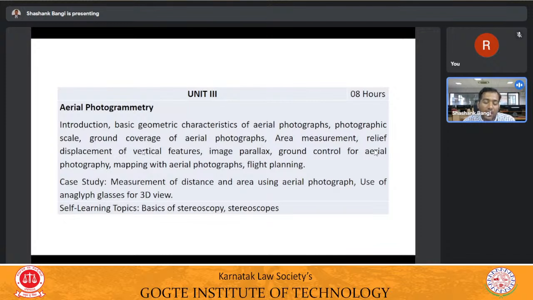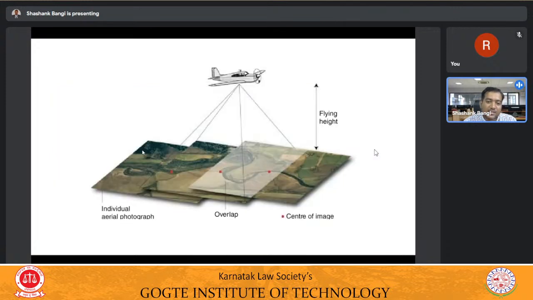For example, if you want to capture one entire city, how many flights are required, how many flight lines are required, how many photos need to be captured. Everything you are going to learn in aerial photogrammetry. So this is one of the best examples: earlier we used to capture the photos with the help of planes. Earlier drones were not available. Nowadays drones are very economical, anybody can afford them, and we can carry out the survey wherever it is required.